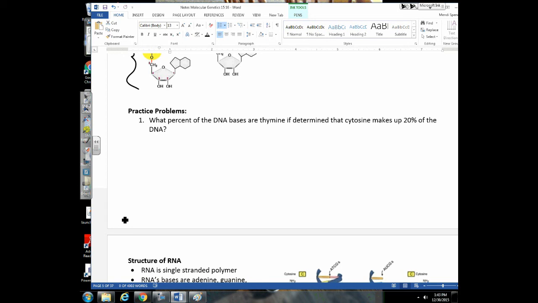Problem says, what percent of the DNA bases are thymine if you determine that cytosine makes up 20% of the DNA molecule? So you have to remember the base pairing rules, that A goes with T and C goes with G. So if we determine that cytosine makes up 20%, there should be a 1-to-1 ratio of cytosine to guanine because they're always paired together. So 20% of the DNA should be guanine. That leaves 60% left. That's going to be made of the adenine and thymine. So if you split that so there's a 1-to-1 ratio, 30% of the bases should be adenine and 30% of the bases should be thymine. So that's an easy problem if you've seen it once. Otherwise, it can be a little bit tricky to those that haven't seen this type of problem before.